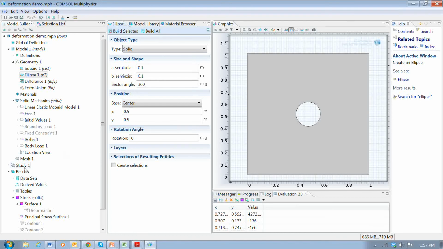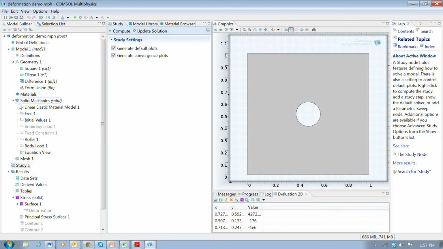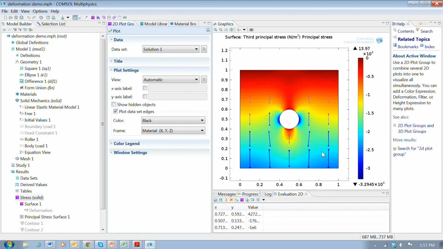So there's the circle, and the problem is set up really the same as it was before with the body force, and so we run it and we get the image that we just saw from the PowerPoint.